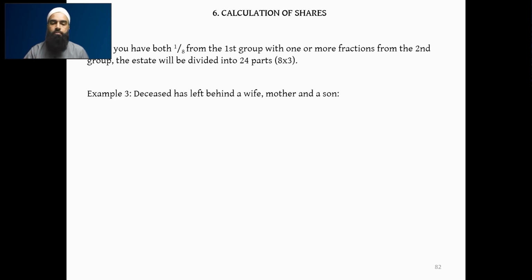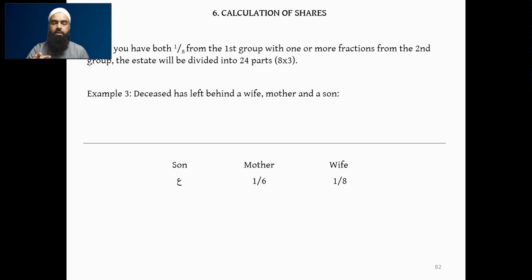So the example: deceased has left behind a wife, mother, and a son. If we draw the line out, we write wife, mother, and son. Wife, because there's a son there, will receive an eighth. Mother, again because there's a son there, will receive a sixth. And the son will receive the remaining. He will be the agnatic shareholder.